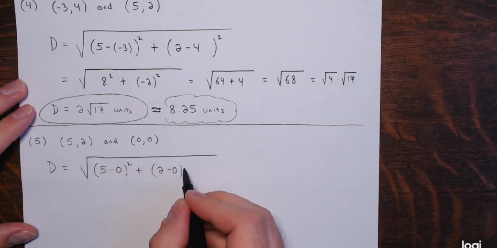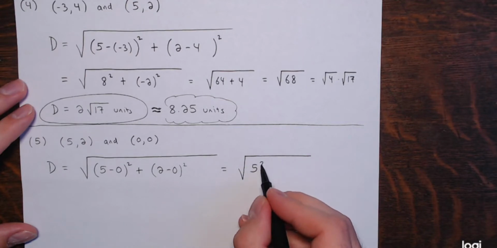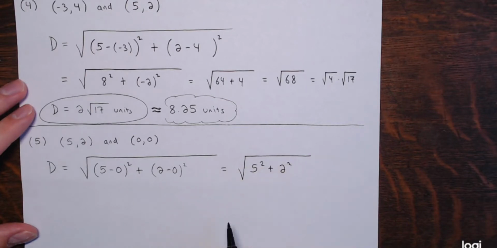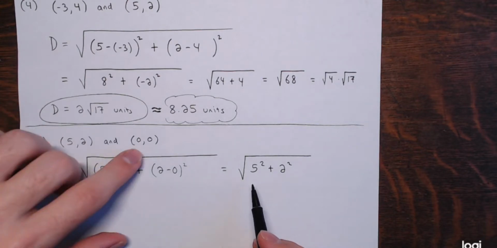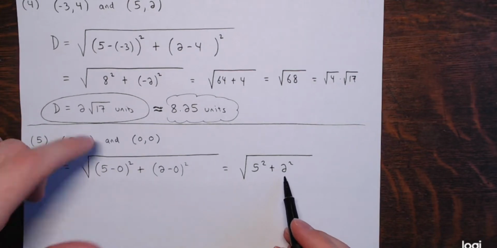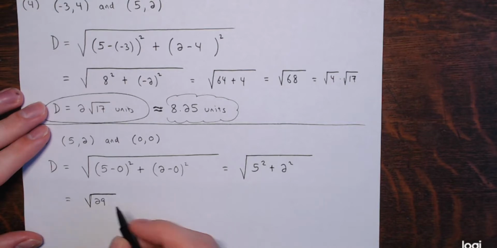2 minus 0 squared, and like I said, I end up with the square root of 5 squared plus 2 squared, right? 5 minus 0, 2 minus 0. It's just the x coordinate of the point that's not the origin squared, plus the y coordinate of the point that's not the origin squared. And this is the square root of 29. That's 25 plus 4.